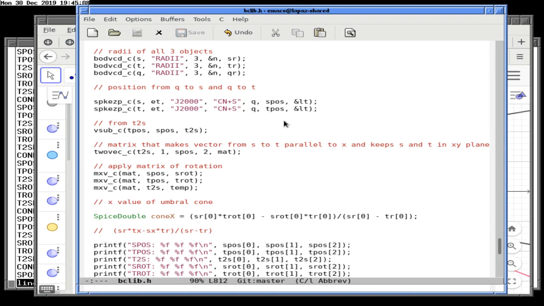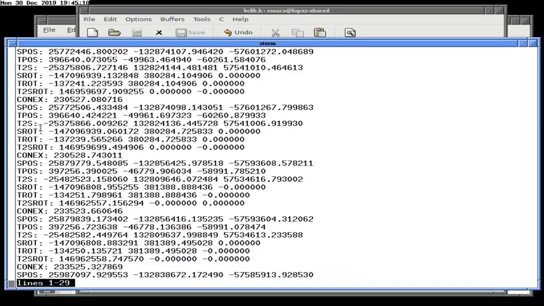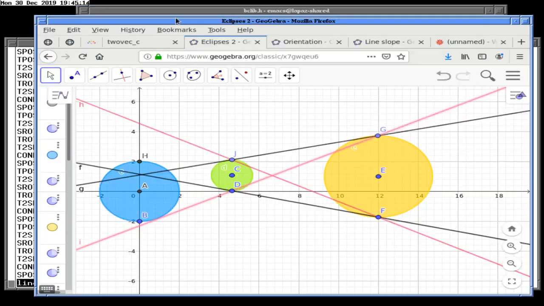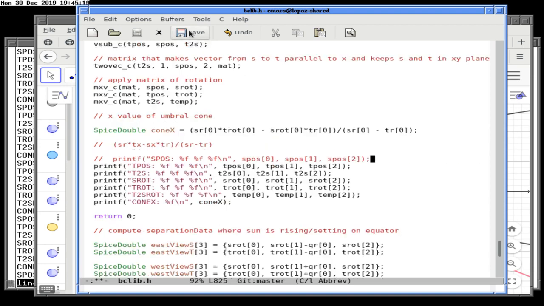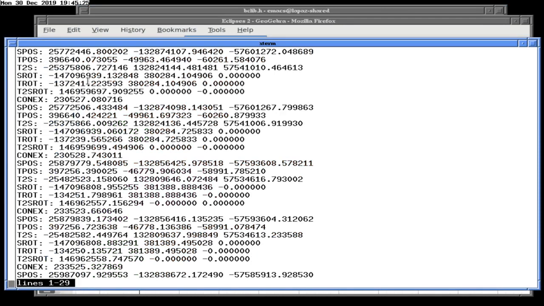So we got, and in this case it looks like, we have S-pos. I need to stop printing S-pos and T-pos, honestly, because at this point they don't help us any. Those are the positions we had from J2000, they're not going to be useful to us anymore. S rot is way to the left, T rot, and then the Earth would be at zero.